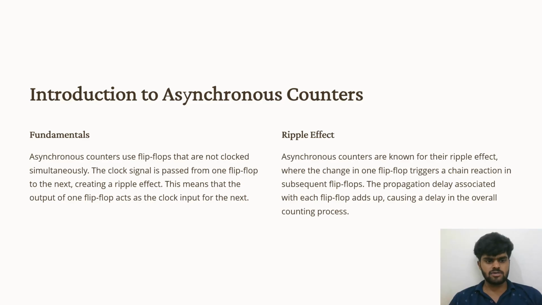Introduction to asynchronous counter fundamentals. Asynchronous counters use flip-flops that are not clocked simultaneously. The clock signal is passed from one flip-flop to the next, creating a ripple effect. This means that the output of one flip-flop acts as the clock input for the next.